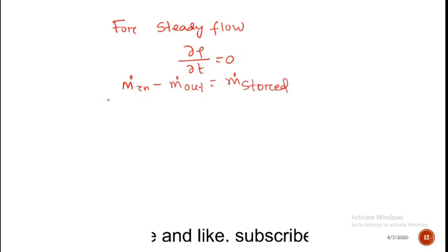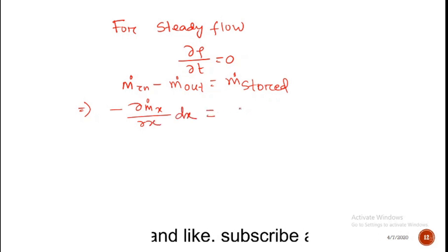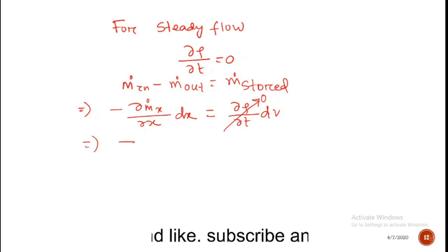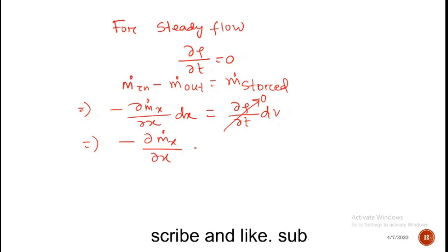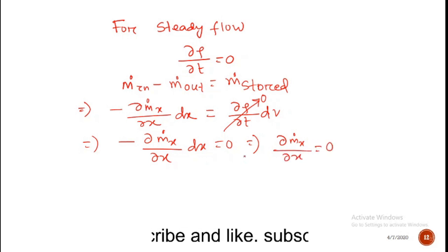What is the m dot stored? This is already we have found out: dm dot x by dou x into dx will be equal to d rho by dt into dv. So this is coming out to be 0. The final equation is dou m dot x by dou x into dx equal to 0, or you can write dou m dot x by dou x will be equal to 0.